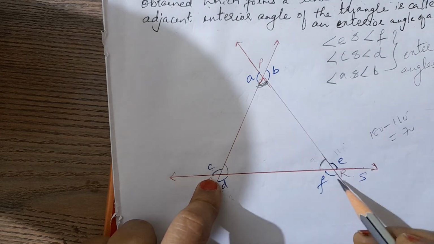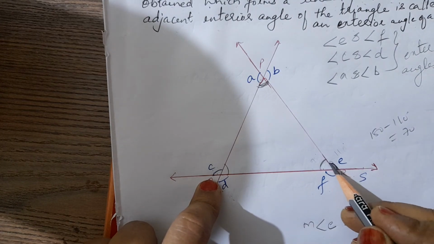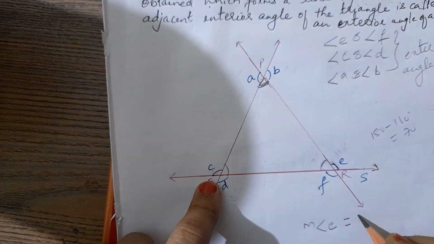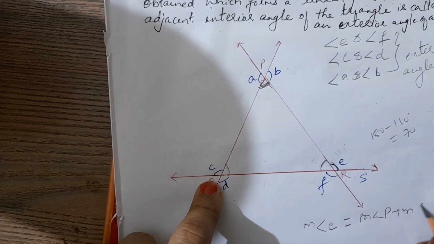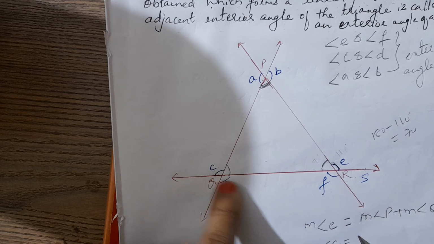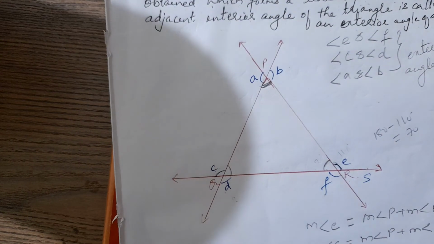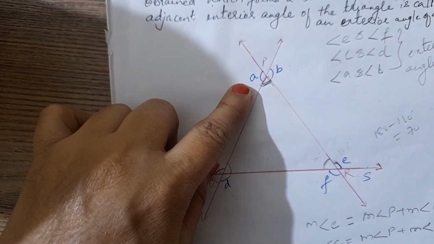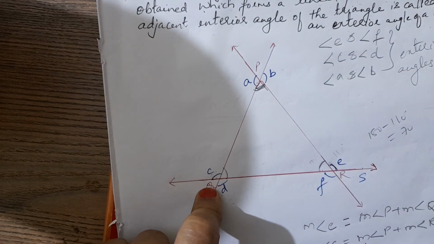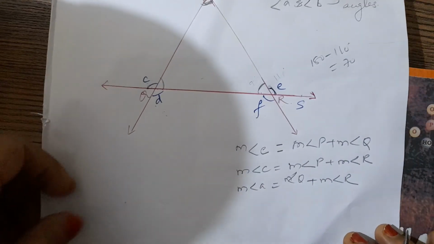So here, measure angle E will be equal to, because of the property of an exterior angle, measure angle P plus measure angle Q. Similarly, if I take this angle C, measure angle C will be equal to measure angle P plus measure angle R. For this one, measure angle A is equal to measure angle Q plus measure angle R. So this way you have to understand the remote interior angles.